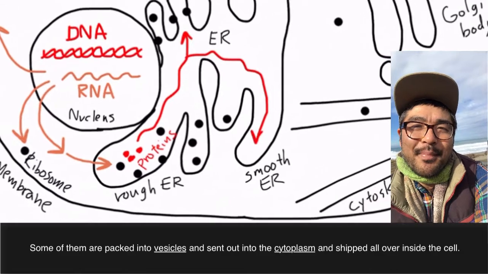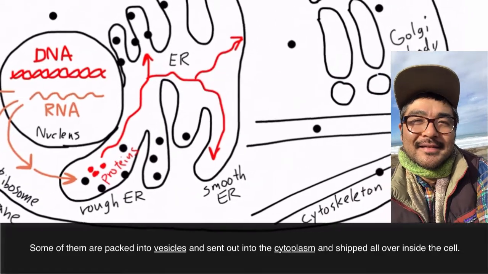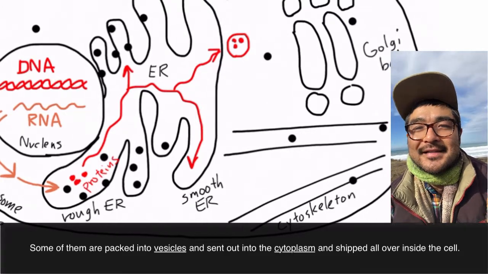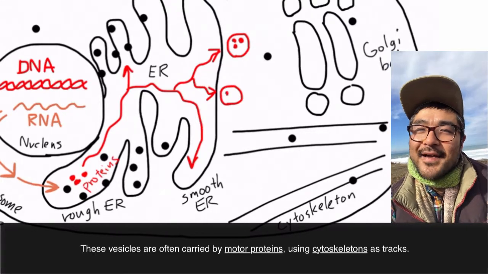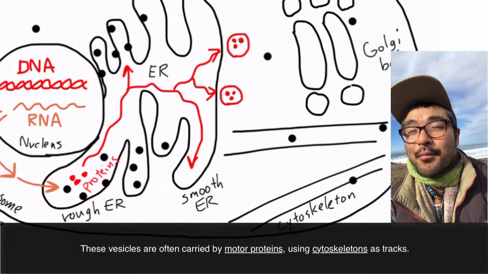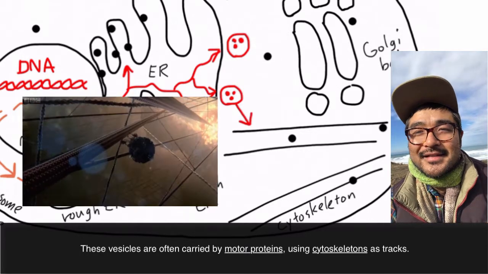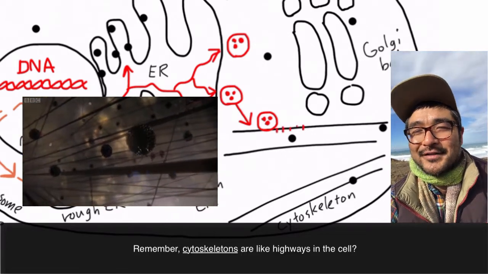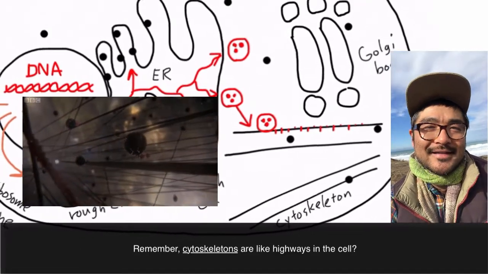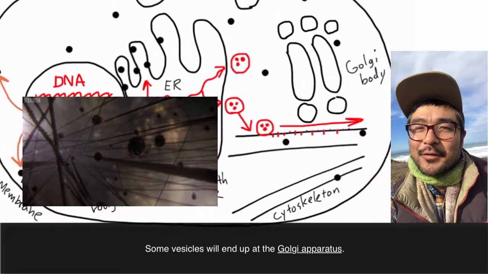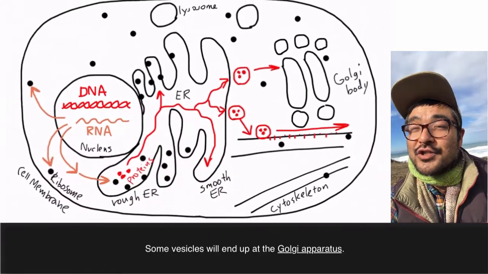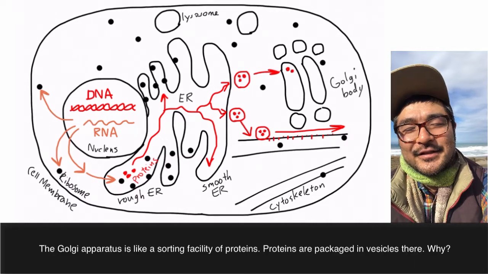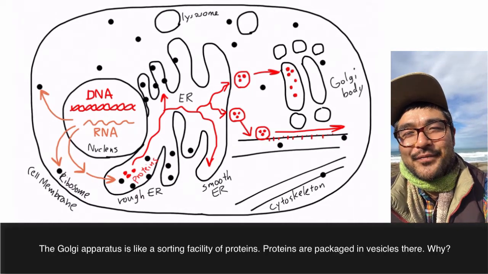Some of them are packed into vesicles and sent out into the cytoplasm and shipped all over inside of the cell. These vesicles are often carried by motor proteins using cytoskeletons as tracks. Remember, cytoskeletons are like highways in the cell. Some vesicles will end up at the Golgi apparatus. The Golgi apparatus is like a sorting facility of proteins.